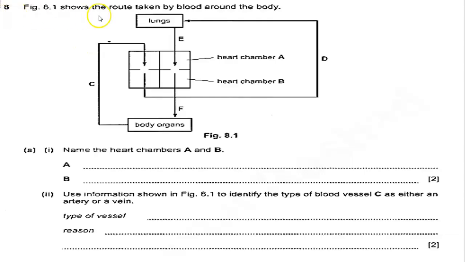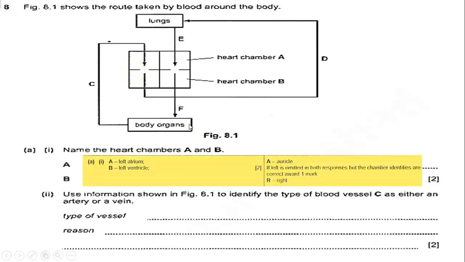Figure 8.2 shows the route taken by blood around the body. Here you see heart chamber A, heart chamber B, and then the vessels. Now, name the heart chambers A and B. Again, this is the left side of the heart, so the upper chamber will be called the left atrium, while the lower chamber will be called the left ventricle. Here you go, and this is how the mark scheme looks.